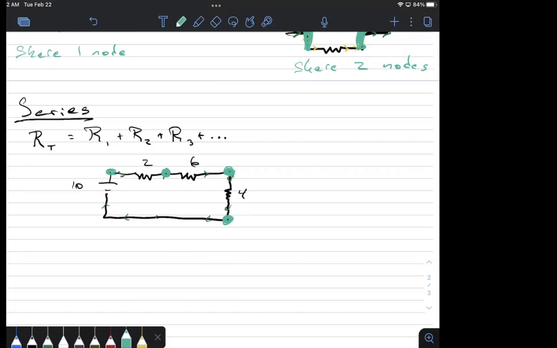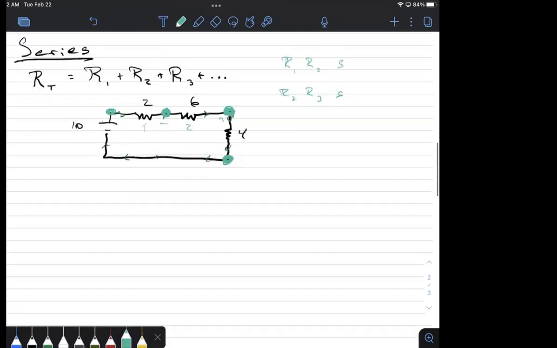And then I say, well, look, the first resistor and the second resistor share just this one node in common. And so the first and the second resistor must be in series. R1 and R2 are in series. But then R2 and R3 share this one node in common. And so I know R2 and R3 are in series. Well, if one is in series with two and two is in series with three, then all three of these guys are in series with each other. So either way I think about it, I find out that these three resistors are in series.